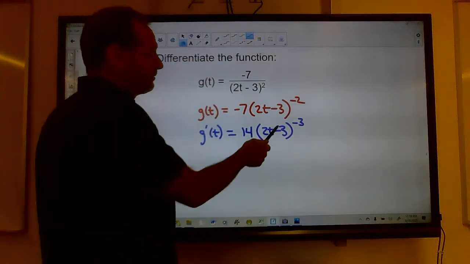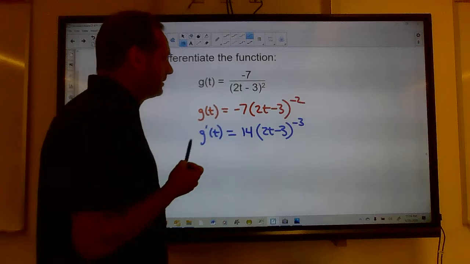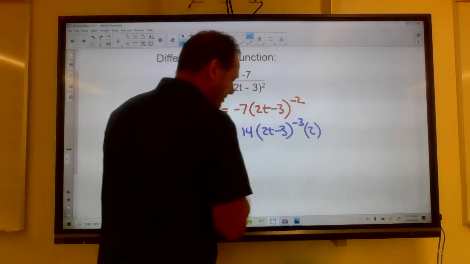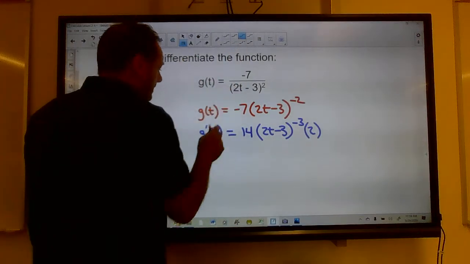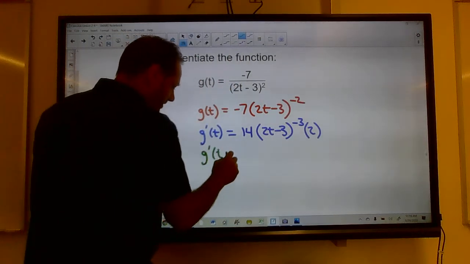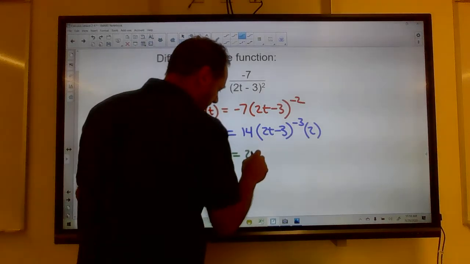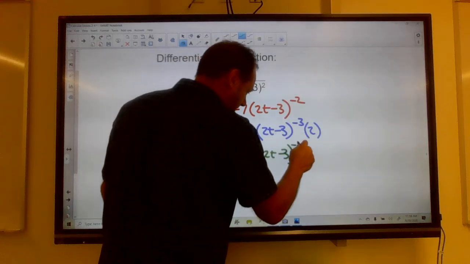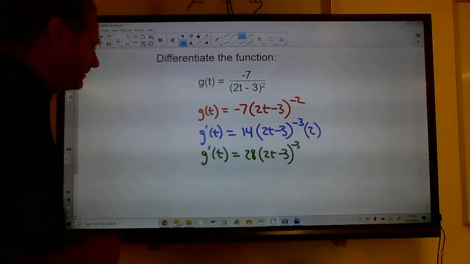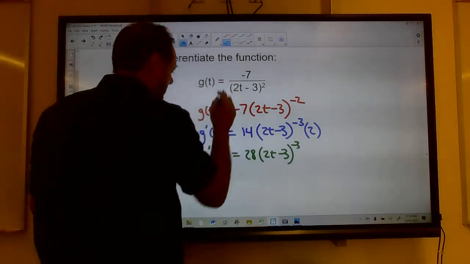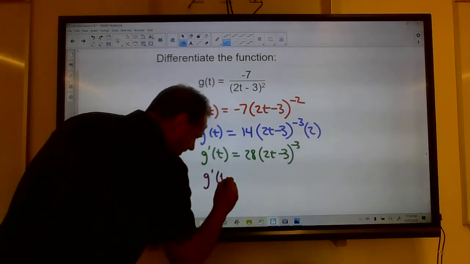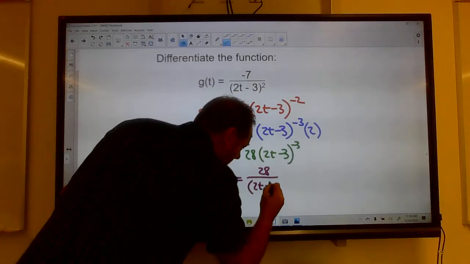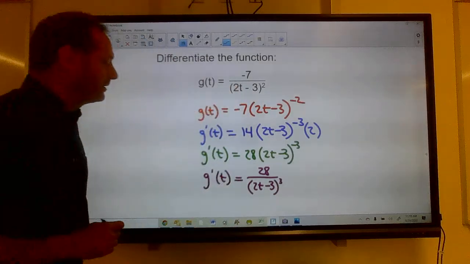Make sure you get that right. A lot of people put a negative 1 there, and that's wrong. Okay, and then I got to take the derivative of this. So the derivative of the inside is 2. So then g prime of t is going to be 2 times 14 is 28, 2t minus 3 to the negative 3. You could leave it like that. You could rewrite it like this if you liked. G prime of t is going to be 28 over 2t minus 3 cubed. Either one of those is going to be fine.